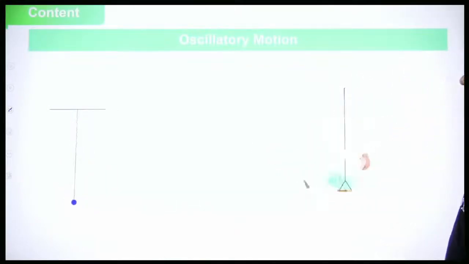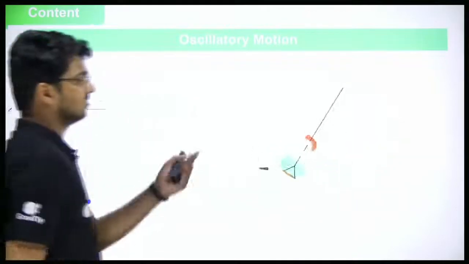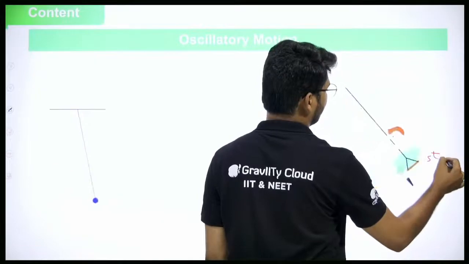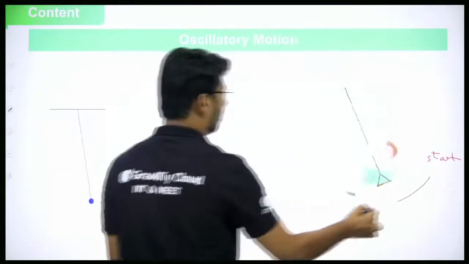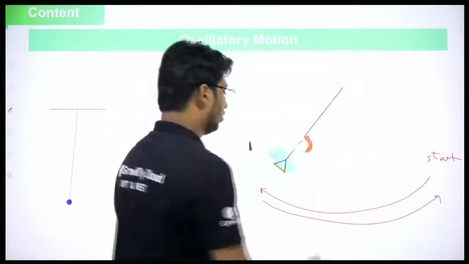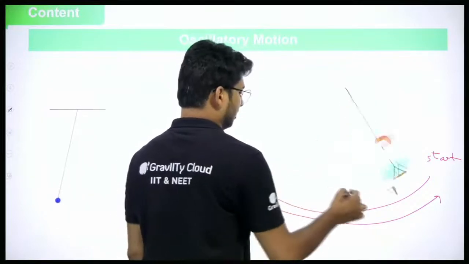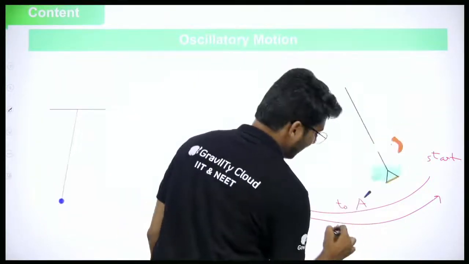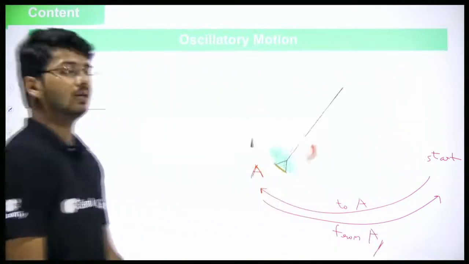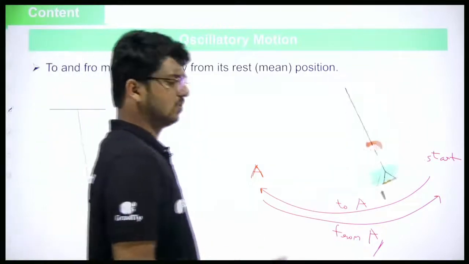Now we have oscillatory motion. It's an oscillation. It's a to and fro motion. That's it. Like you can see the swing here, right? Let's say the boy starts from here. The boy goes to another point, then comes back. If I say this point is A, the boy is going to A and coming back from A. So to and fro. That is oscillation, right? To and fro motion of a body from its rest position or mean position.